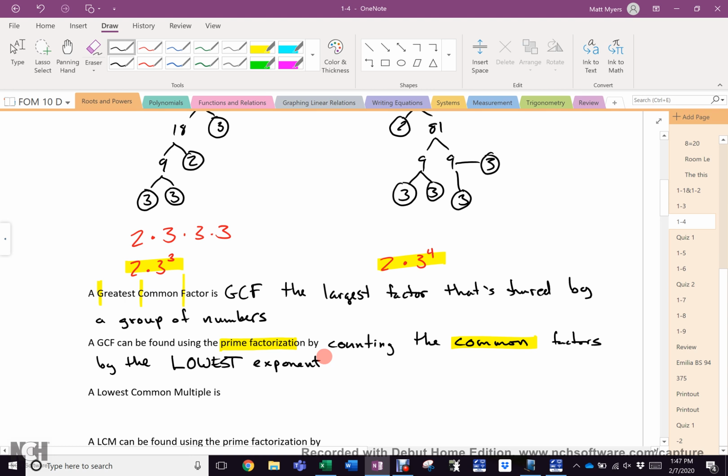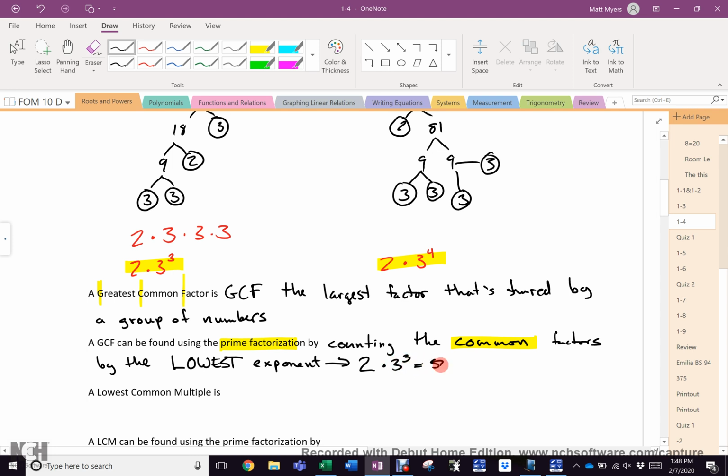So, in 54 and 162, is there a 2 in both of them? Is 2 common to both of them? Yes. What is the lowest exponent shown by a 2? 1. So, there's a single 2. Agreed? Is there a 3 common to both of them? Yes. What is the lowest exponent of 3? 3.